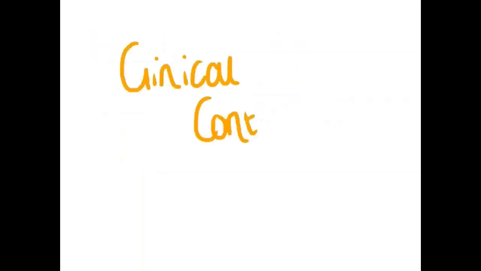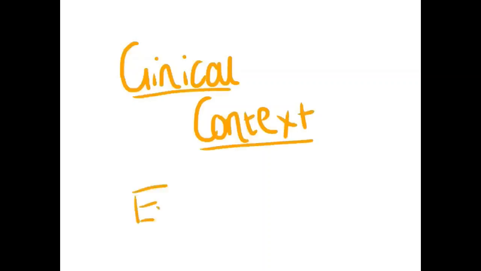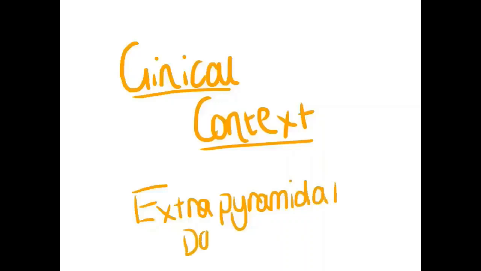Extrapyramidal damage can happen due to degenerative diseases, encephalitis, and tumours. These cause disorders of movement and balance called dyskinesias.